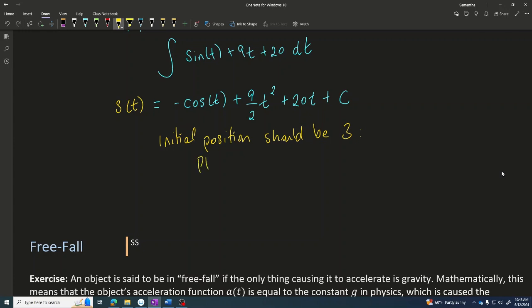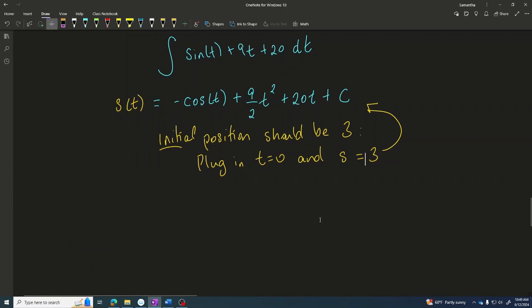So I'm going to plug in t equals 0 for initial, and I'm going to plug in a position of 3 to this formula to see what it tells me about what the constant needs to be. So the position on the left side needs to be 3. The time is 0 because we're told that this is the initial position.